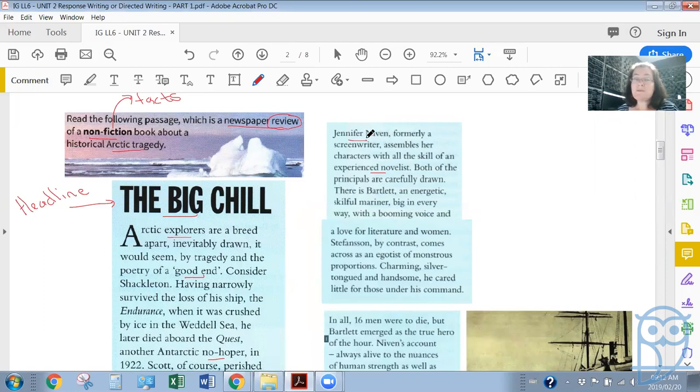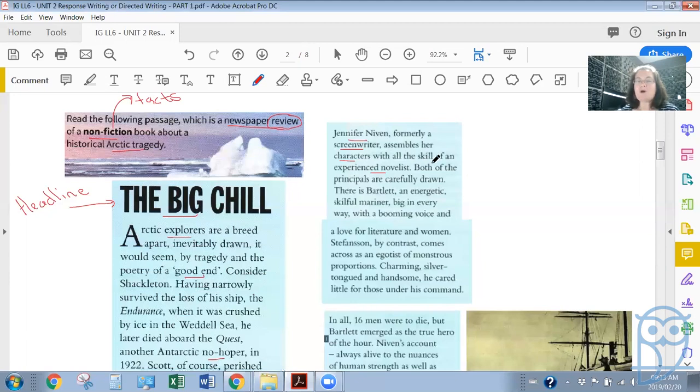Jennifer Niven, formerly a screenwriter, so she would write for the screen, for TV, for plays, for that kind of thing, assembles her characters. That's an interesting way of putting it. Are these people characters? I suppose they are historical characters, you could say. Okay, so just wording this very nicely. With all the skill of an experienced novelist. Good. So this is showing the writer and her style.